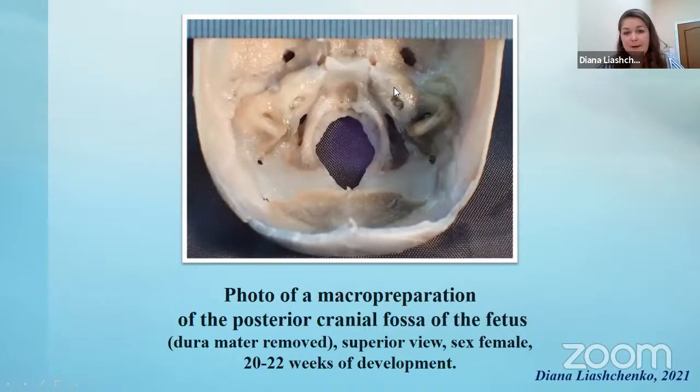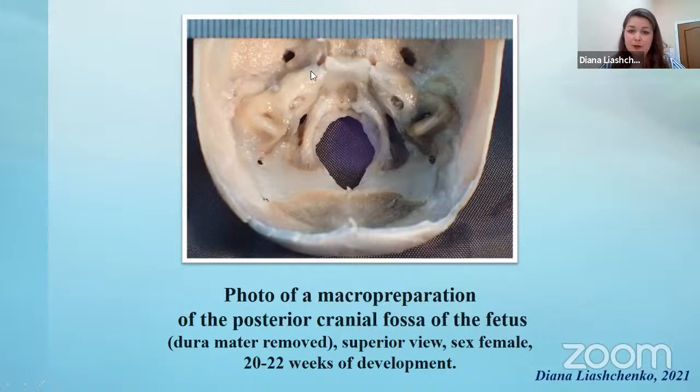Pay attention, please, there are left and right pyramids of the temporal bone, and you can see the developing internal ear, which at this age protrudes into the posterior skull fossa. And unlike an adult skull, unlike a child's skull, in the fetal period we can see the developing internal ear in the skull cavity. It's a very interesting feature in our opinion, and we want to discuss this feature with specialists in otolaryngology.